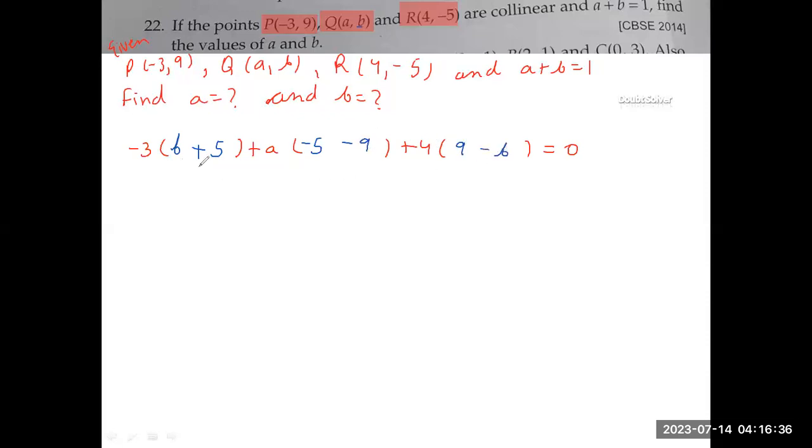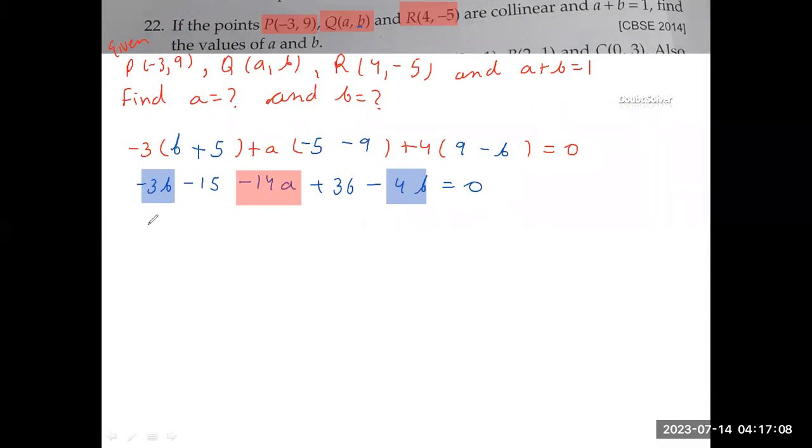9 minus b. Let's expand it. So this would be negative 3b, negative 15. This would be 9 and 5, negative 14a. This would be 9 times 4, 36, minus 4b, equals 0. Now we will take like terms. For a, there is only one term, negative 14a. Negative 3b and negative 4b would be negative 7b. Positive 36 minus 15, the result would be positive 21, equals 0.